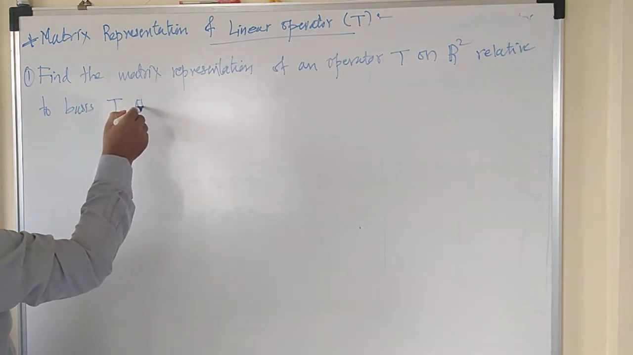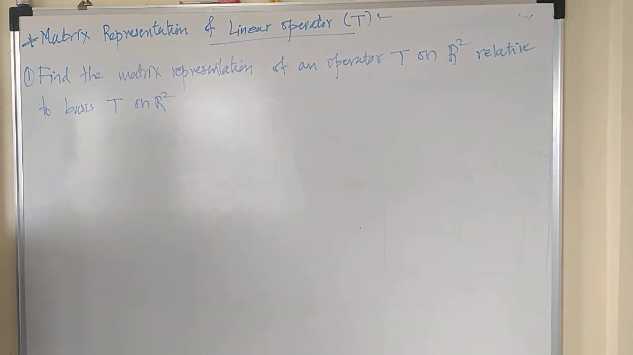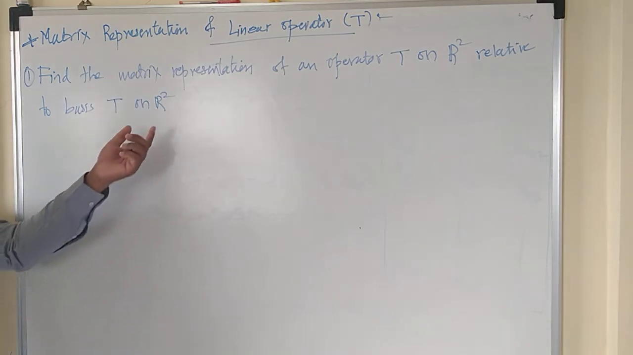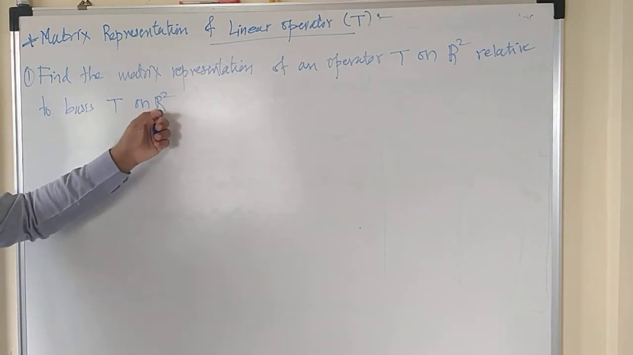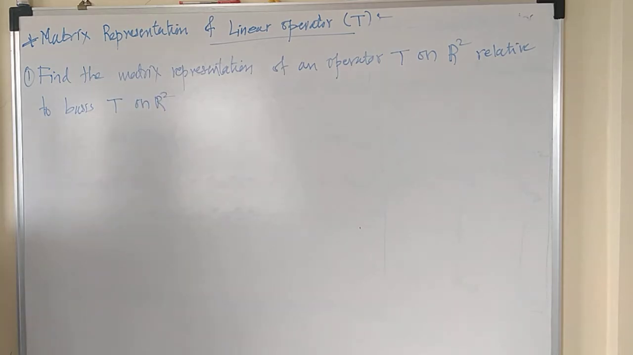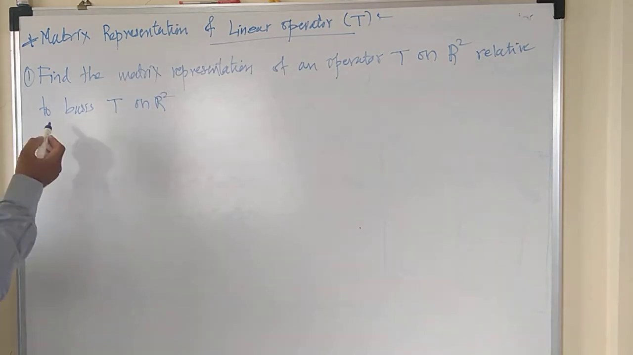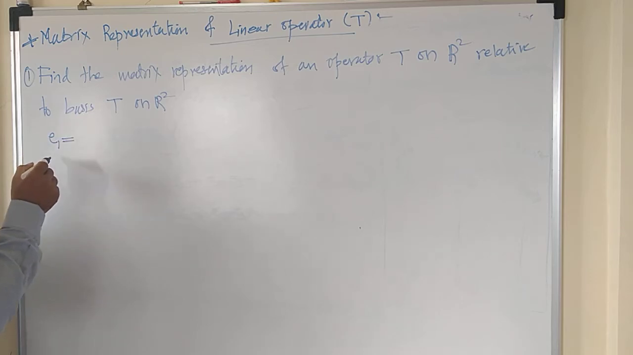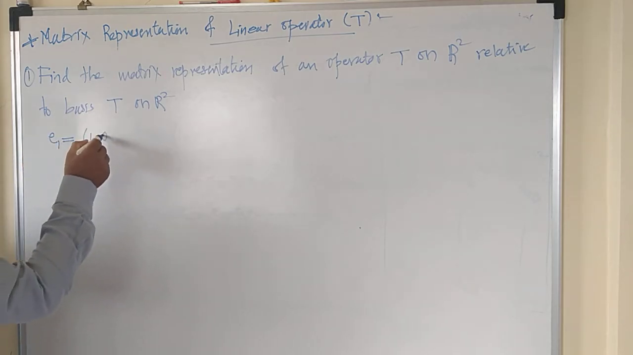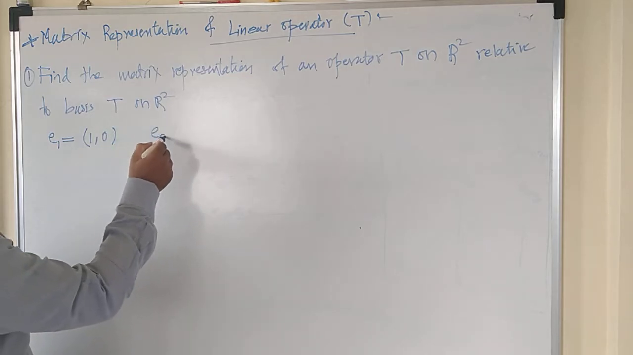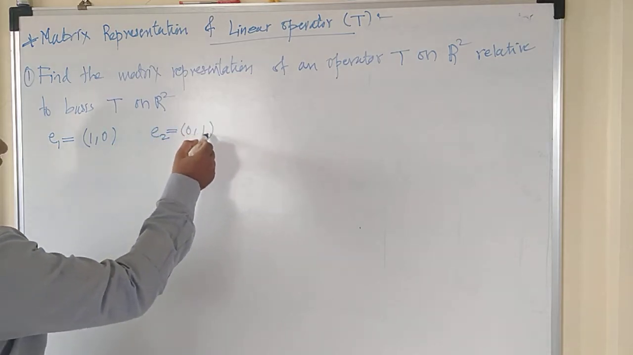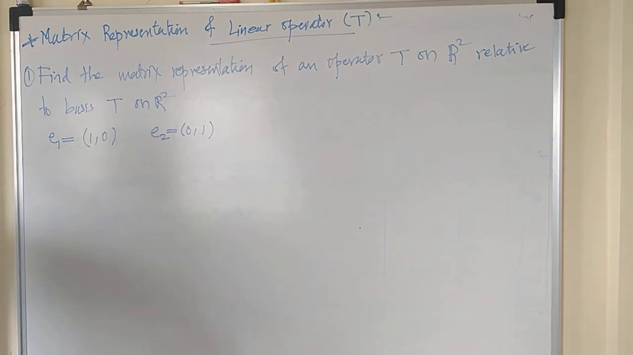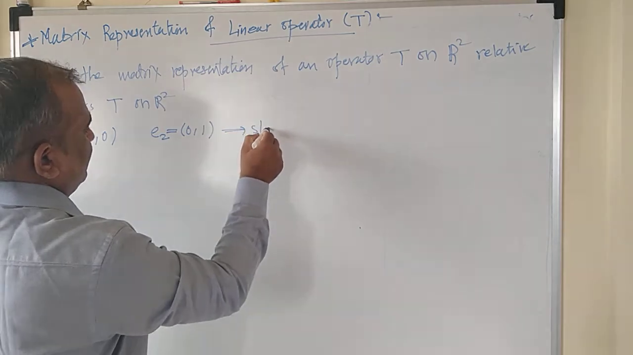T on R square or R2, right? Why R2? Because these are the real numbers having dimensions 2, that's why R2. So let us assume that the basis vectors are E1 and E2. Just now I told you E1 is (1, 0) and E2 is (0, 1). If you want E3 also in 3 dimensions, then also you can write it.